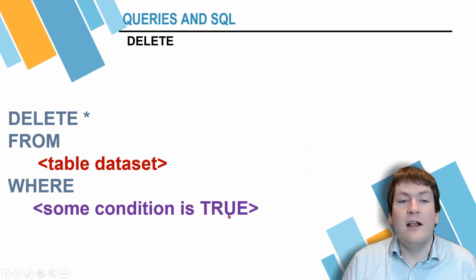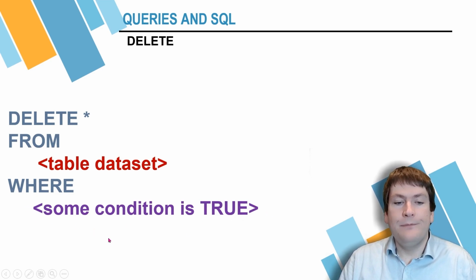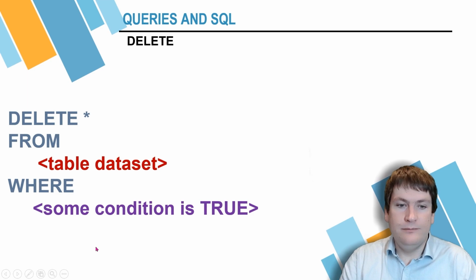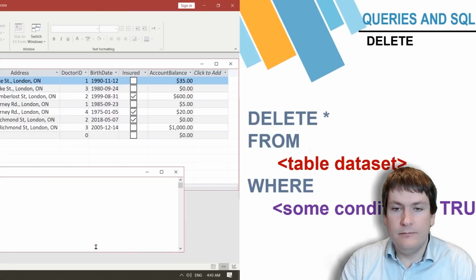So you're going to have to be really careful with delete, because it deletes everything that matches this criteria. So if you put the wrong criteria in here, or no criteria, it's very easy to delete everything in your table. So you want to be really careful to look at that pop-up that says how many records you're deleting.